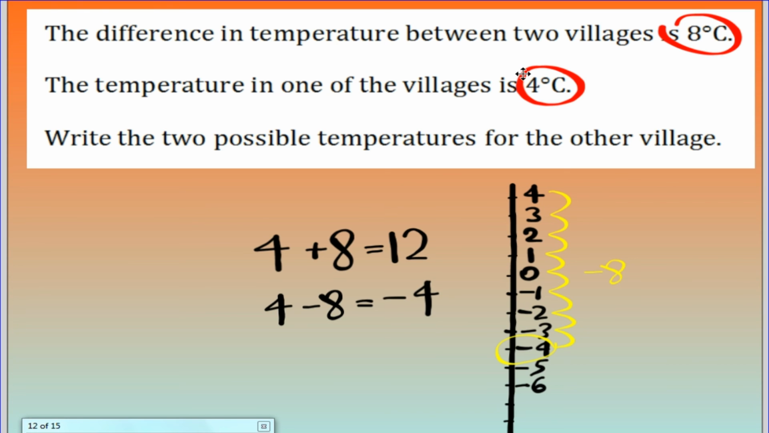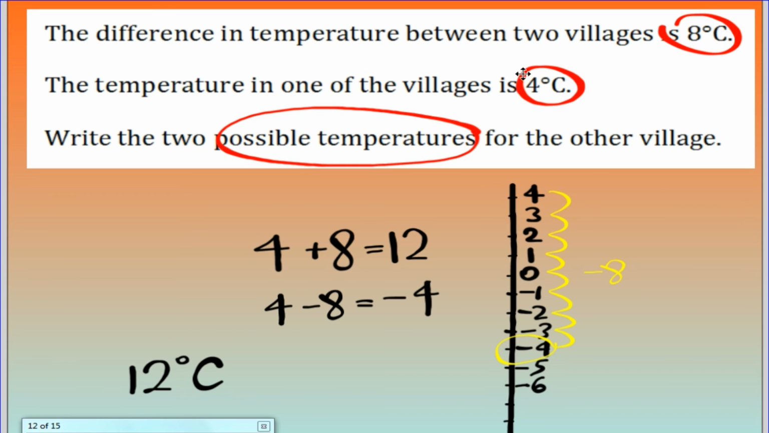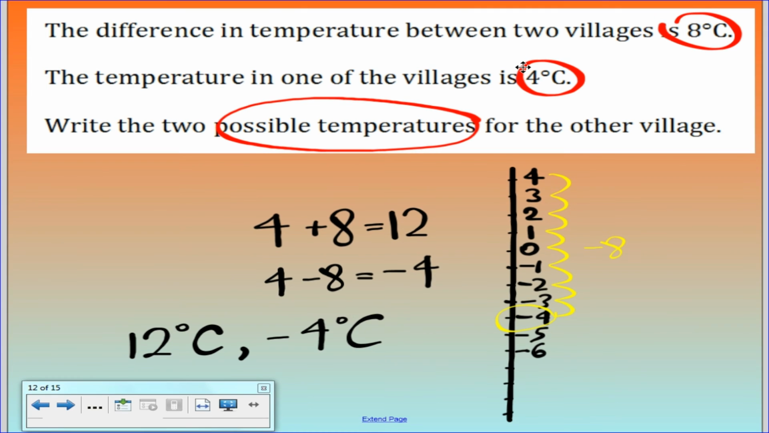However, you must be careful to write your answer as a temperature, because the question is asking for possible temperatures. So don't just leave it as 12 and -4. Write out 12 degrees Celsius and -4 degrees Celsius, although of course we would normally say -4 degrees Celsius.